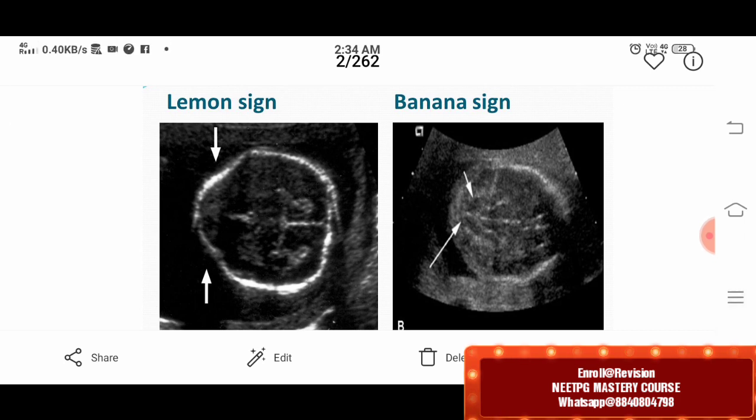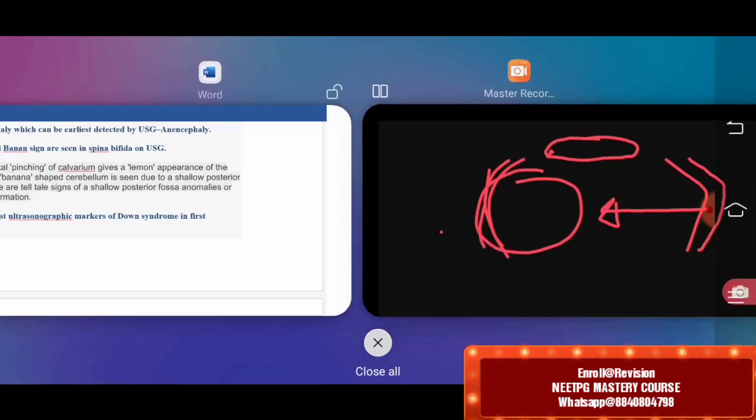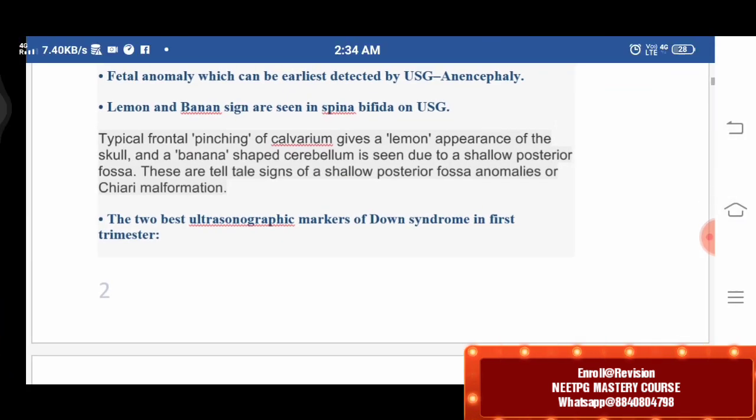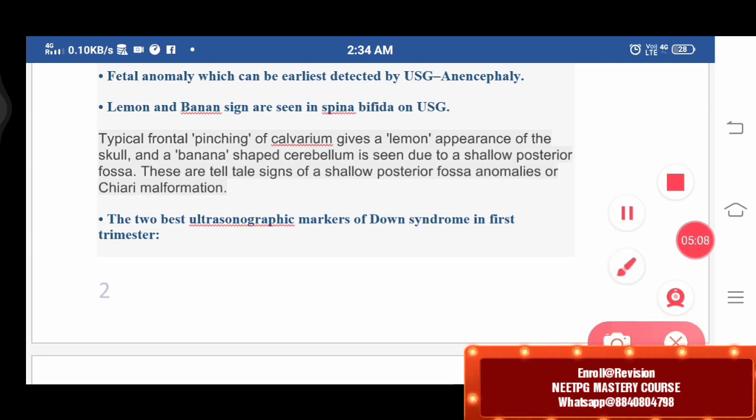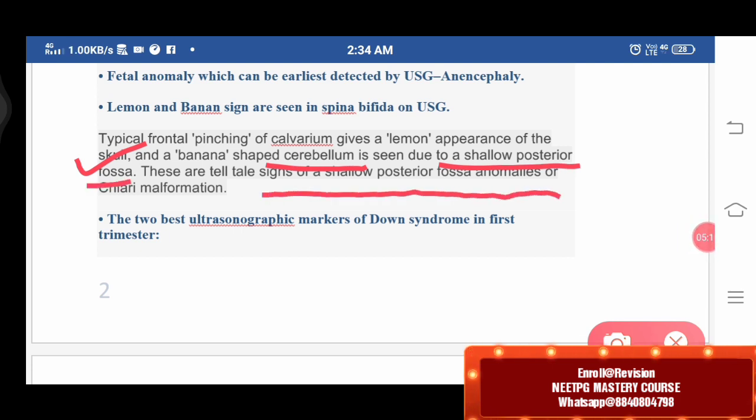Don't mistake it, because they are very peculiar and very frequently asked. Typical frontal pinching of calvarium gives a lemon appearance of the skull and a banana shaped cerebellum due to shallow posterior fossa. These are telltale signs of the Chiari malformation.